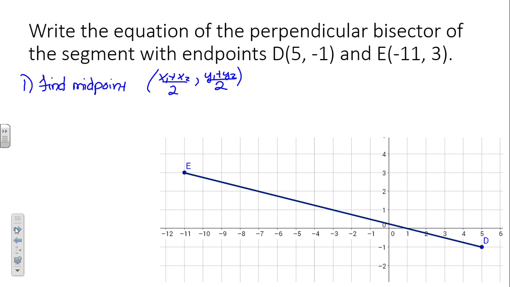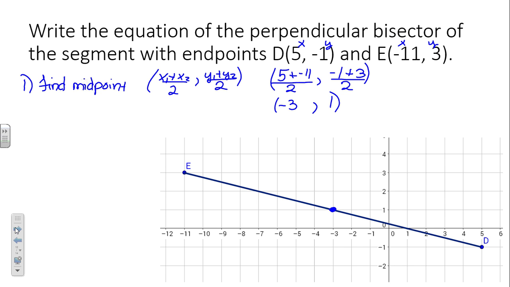Ordered pair. Okay? So if we add 5 plus a -11, and we divide that by 2, it's going to be a -6 divided by 2, which is -3. And if we add a -1 plus 3 divided by 2, it'll be a 2 divided by 2, which is 1. Okay? So we found our midpoint. Our midpoint is at -3, 1. Ta-da.